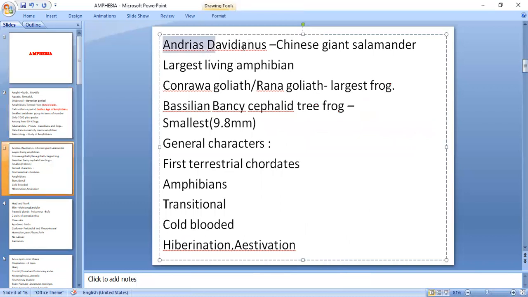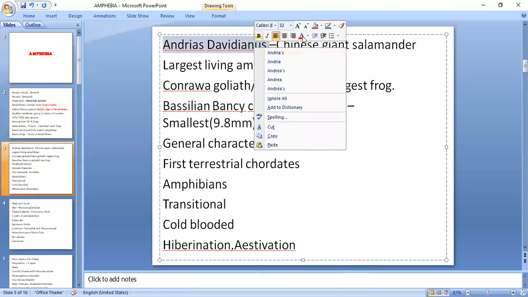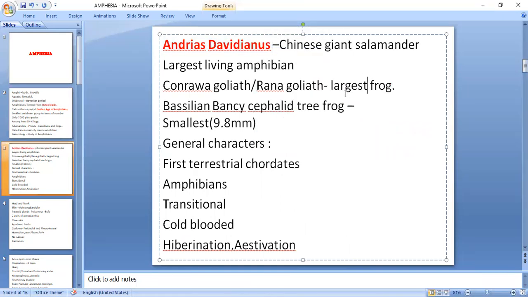Another famous example is Andrias davidianus. Its common name is Chinese giant salamander. This is the largest living amphibian.